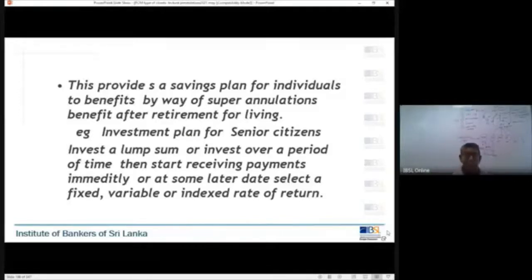These types of products we call investment plans, and you can also call them annuity products or pension plans. It is better to do these things now itself.